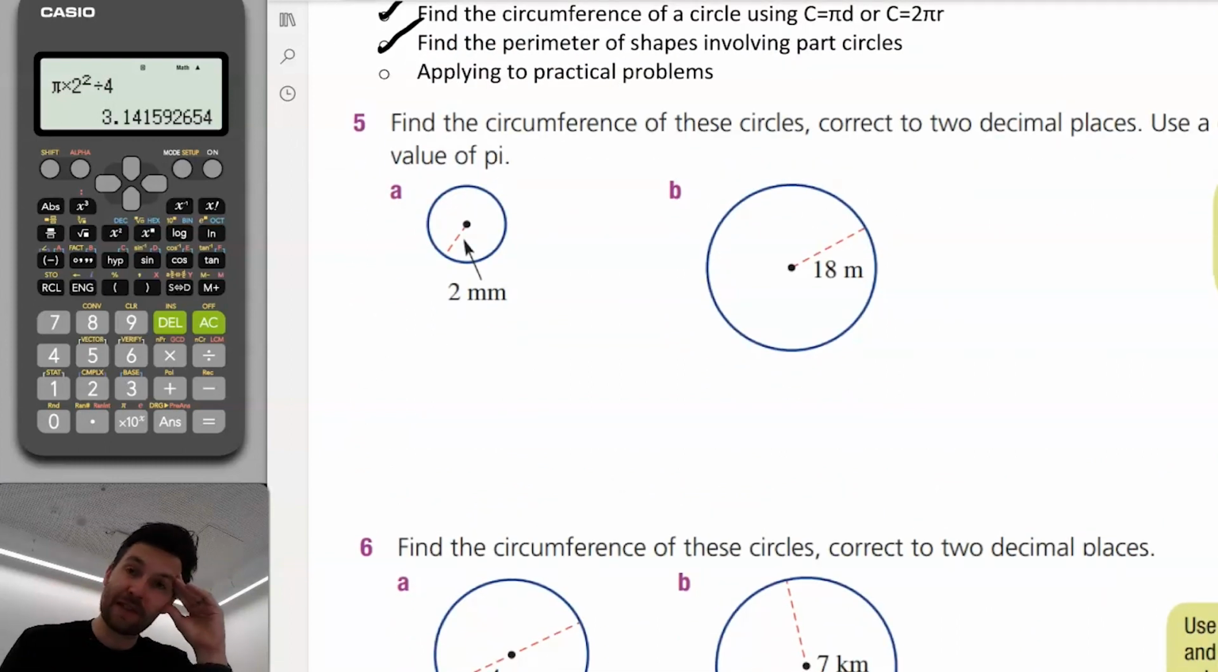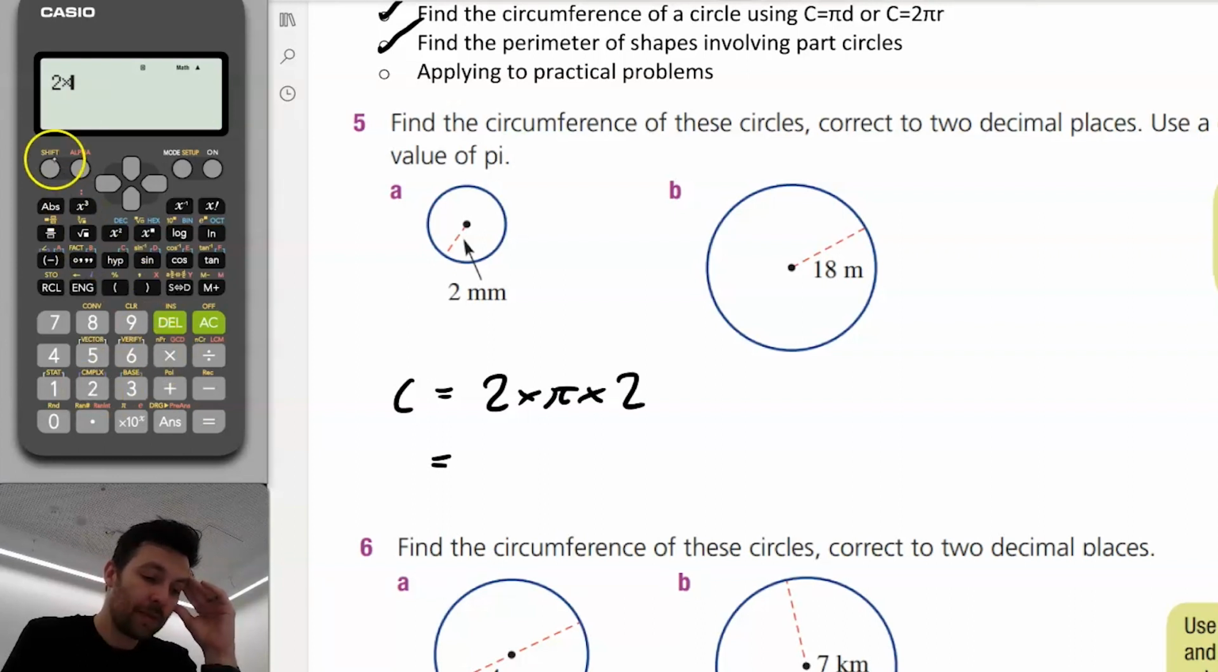Now, for circumference, there's two ways that we can do it. We can either do, if we're given the radius, 2 times pi times the radius. 2 times pi times the radius, which for this one would give us 12.57.